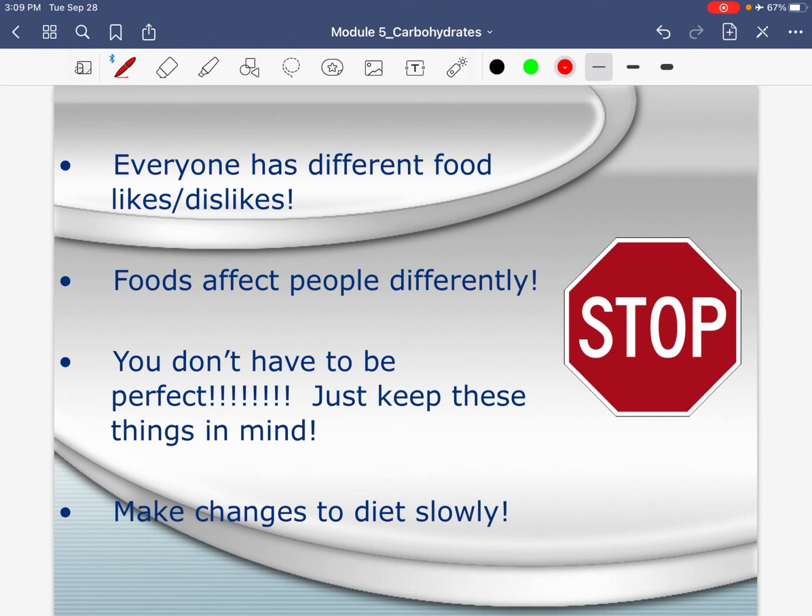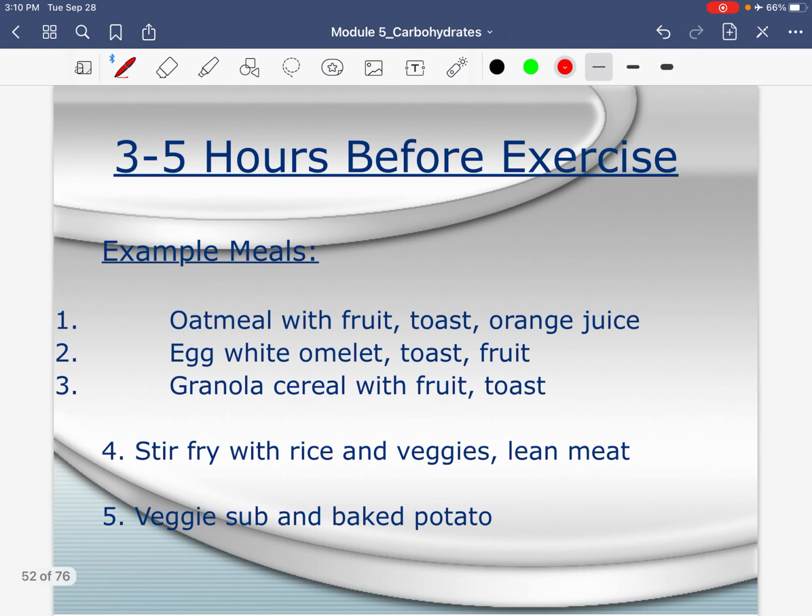Other guidelines here. Keep in mind, when I say a carbohydrate-rich meal, there's so many options. You have to choose something that you like. You have to choose something that your body agrees with. And of course, we don't want to try something new right before the Ironman. You don't want to make a whole bunch of changes all at once. I've given you some sample meals. Everyone's different.